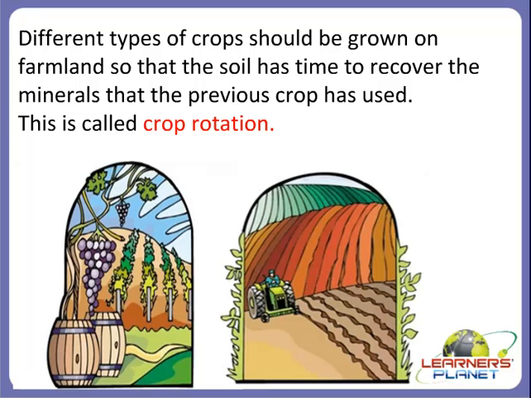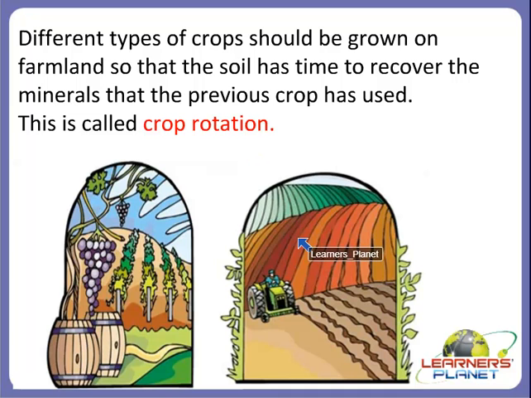So children, more trees should always be planted to replace the ones that are cut down. Always remember that you should plant more and more trees. Then different types of crops should be grown on farmland so that the soil has time to recover the minerals that the previous crop has used. So what is this actually called? It is called crop rotation.